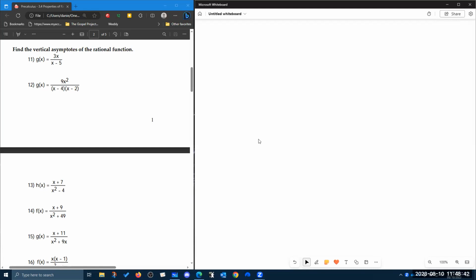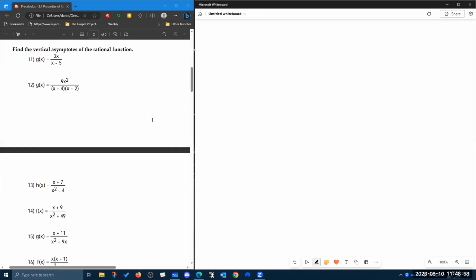So if you hear anybody say removable discontinuity, they're usually talking about a hole in a rational function. Not always, but that's the main type of removable discontinuity.